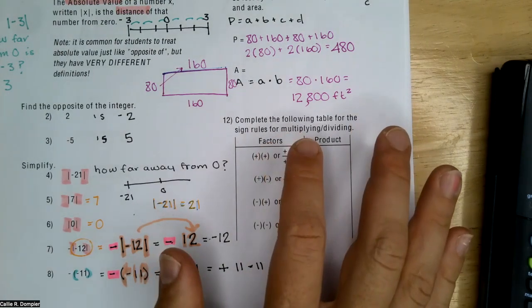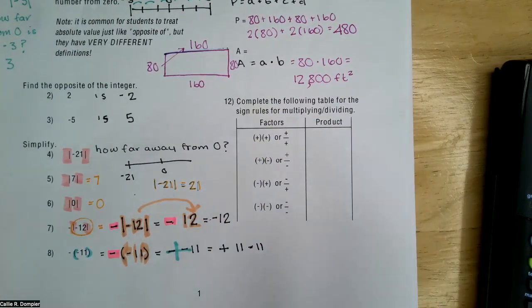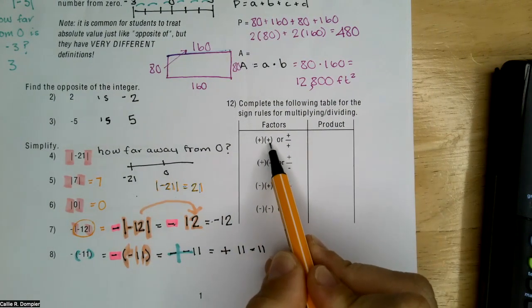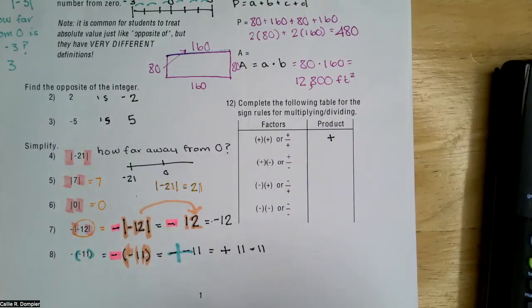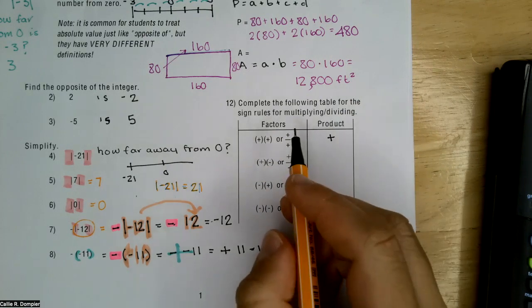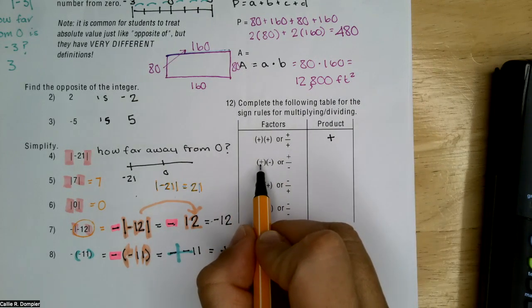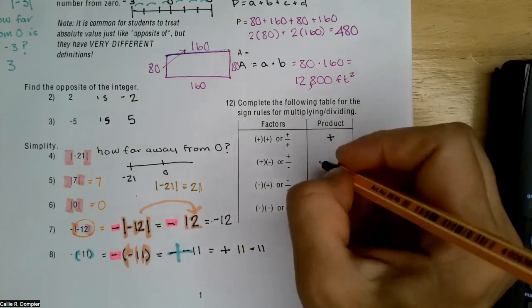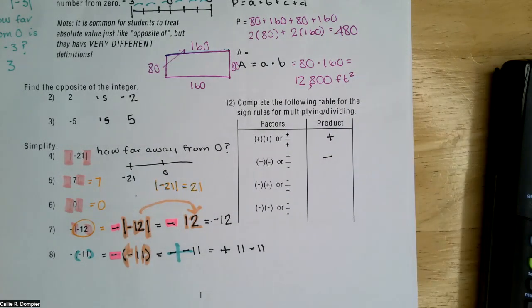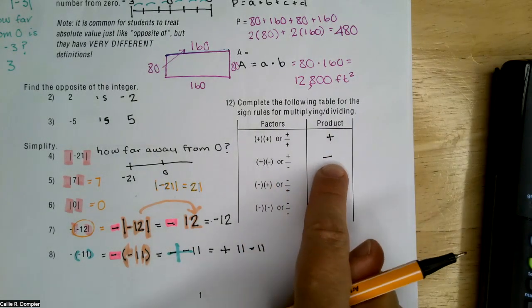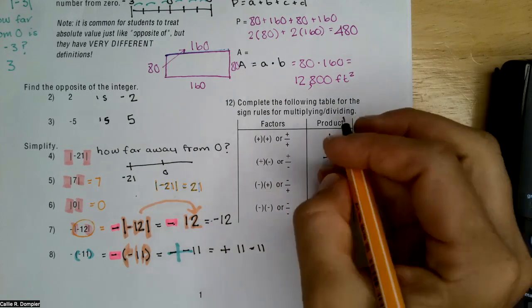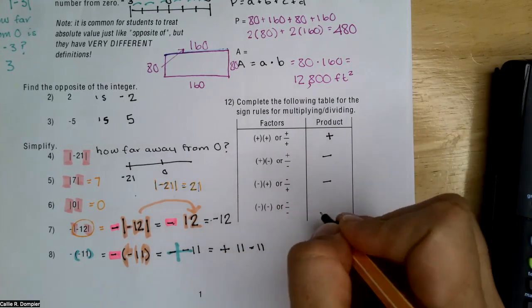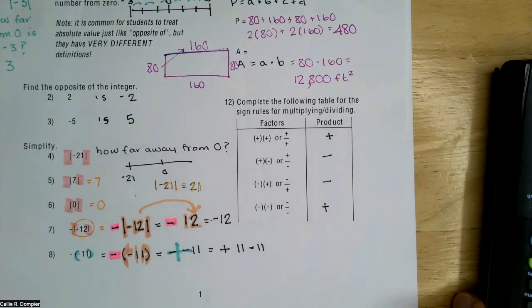All right, so the rules for multiplying and dividing signs. This is what we started with, right? When you multiply two positive numbers or divide two positive numbers, your answer or your product is always positive. If one of the numbers is negative and one is positive, your answer is always going to be negative. So a negative times a positive always makes a negative. It doesn't matter what order it's in. A negative times a positive always makes a negative. And then a negative times a negative makes a positive, right?